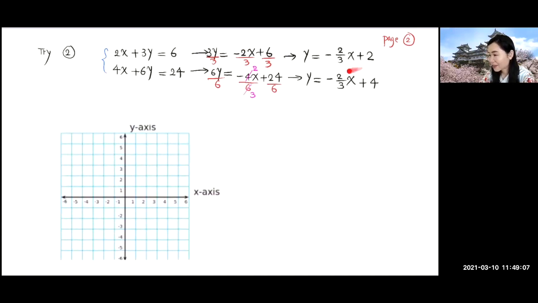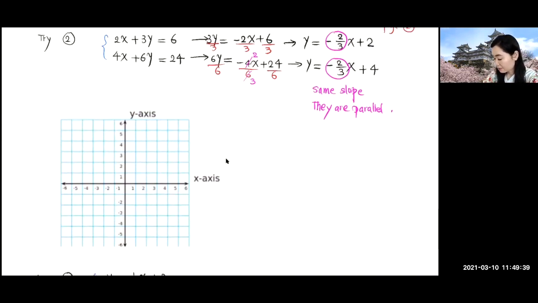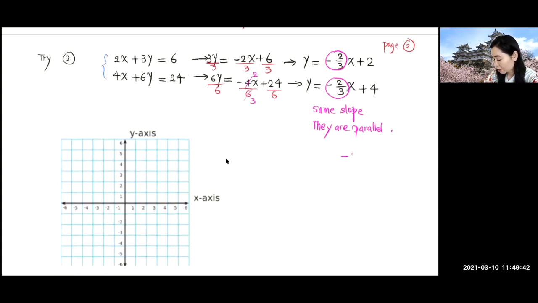Now I have these two equations. Now what do we see? You see the slope. The slope over here is negative 2 over 3. The slope over here is negative 2 over 3. They have the same slope, which means that the two lines are parallel. So you got it right. So they are parallel, with the same slope, which is negative 2 over 3.